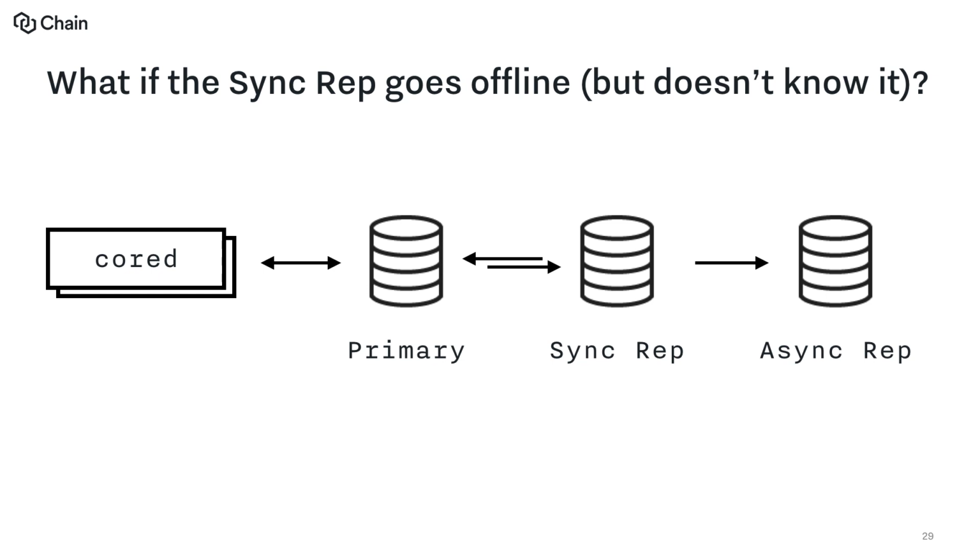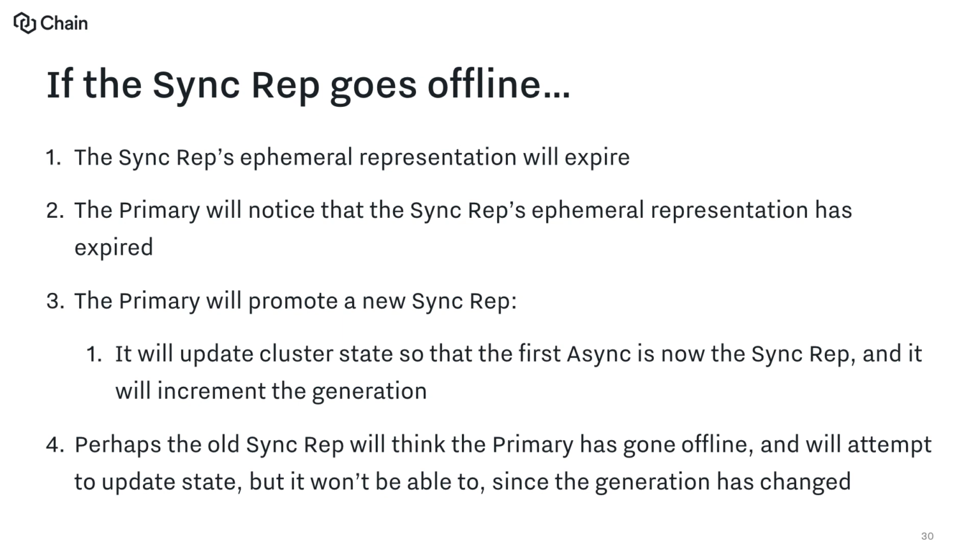Let's talk about a slightly hairier failure situation. What happens if the sync rep goes offline briefly and then returns? Just as in the previous scenario, the first thing that will happen is that one of these ephemeral representations will expire. In this case, the primary will notice that the sync rep's ephemeral representation has expired, because it's the one monitoring it. And it will promote a new sync rep. So it will update cluster state, move in a new sync rep, and significantly, it will increment the generation.